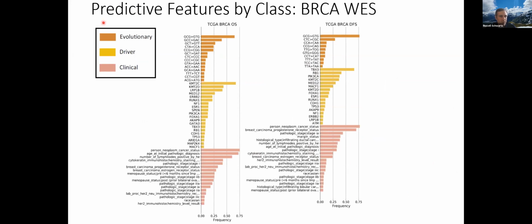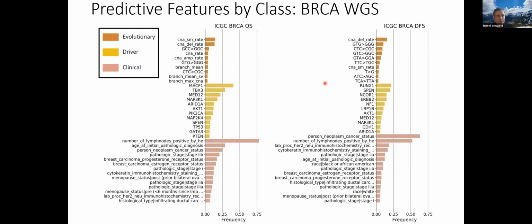And the short answer is that features from all three of these classes show up as significant. This is the breast cancer whole exome sequence. We get evolutionary, driver, and clinical features showing up. In general, the clinical features are the best, which is what we would expect. Clinicians have done a good job of finding a feature set, but there are predictive features from all of these classes. And we see similar things when we look at the whole genome sequence, similar things when we look at the lung cancer, which I'm not showing here.